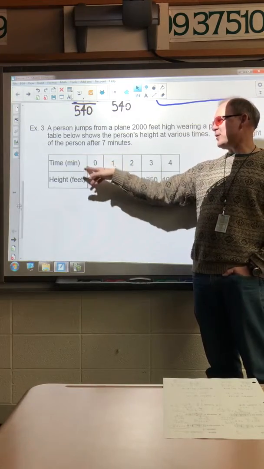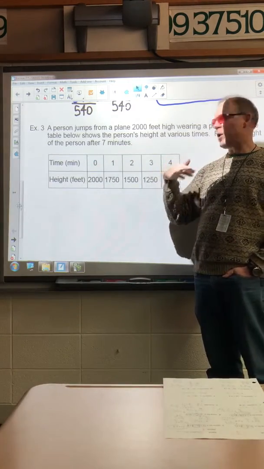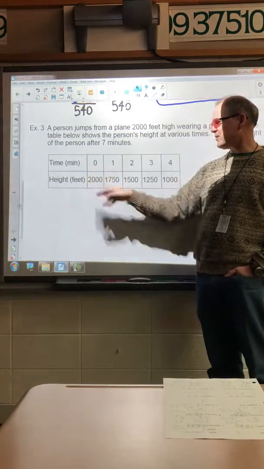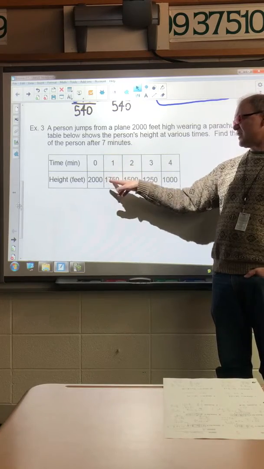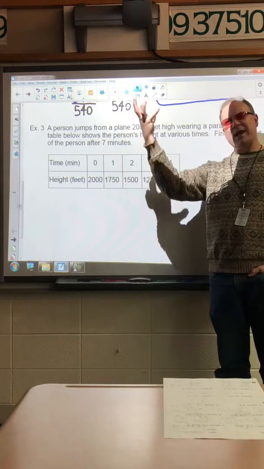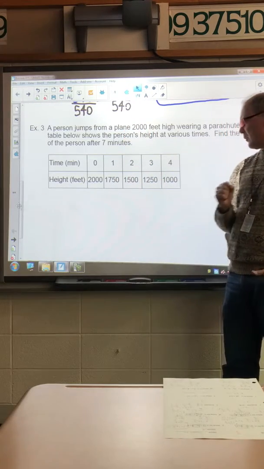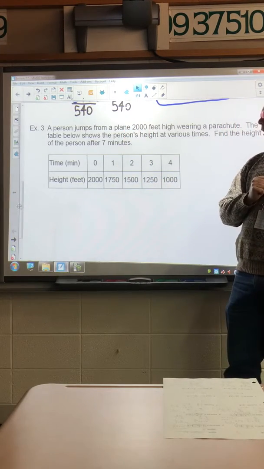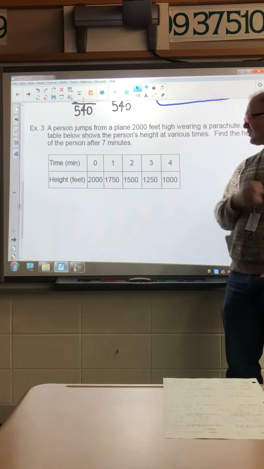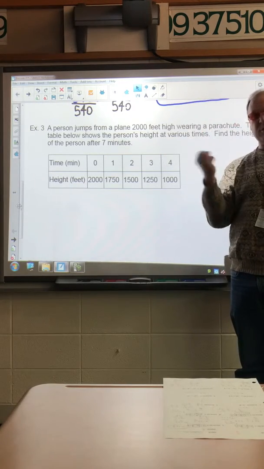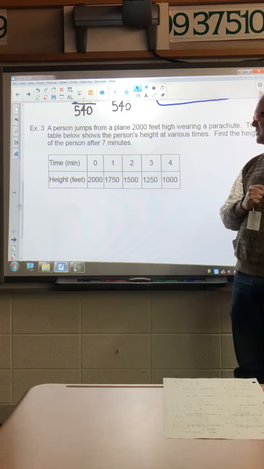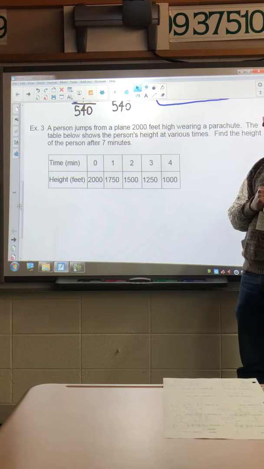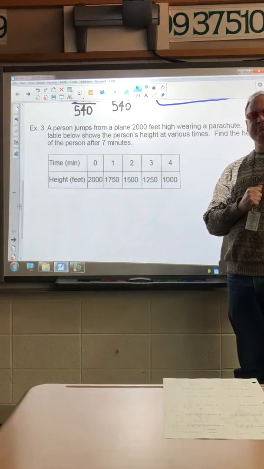Okay, so at time equals 0, so that's right before they jumped, they were at 2,000 feet. So then after 1 minute, they're down to 1,700 feet. So the height is going down as they're drifting towards the ground. And the question is, after 7 minutes, how high are they still in the air? So before we talk about this, why don't you take a minute or two and see what you can do with that.